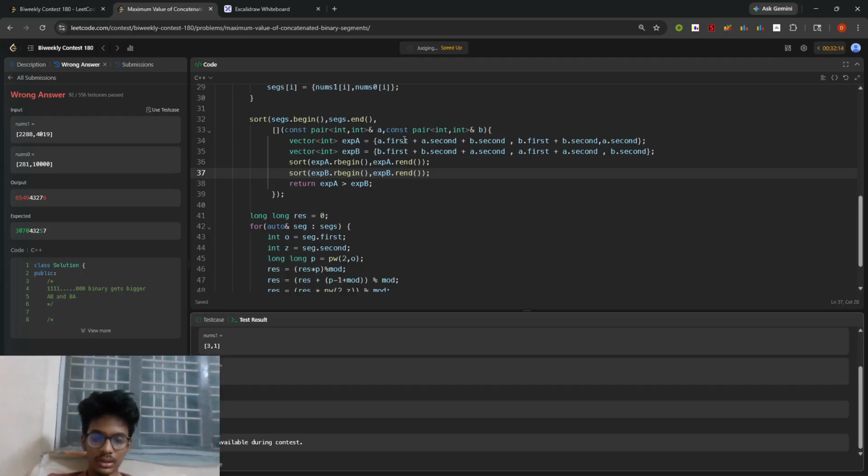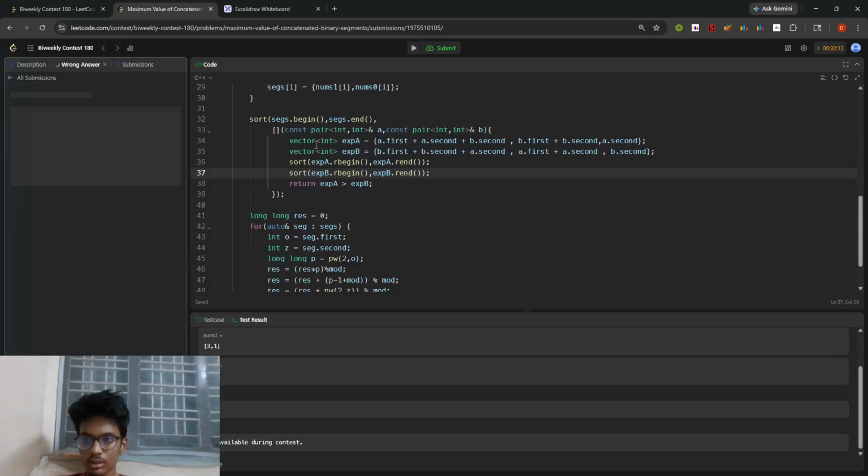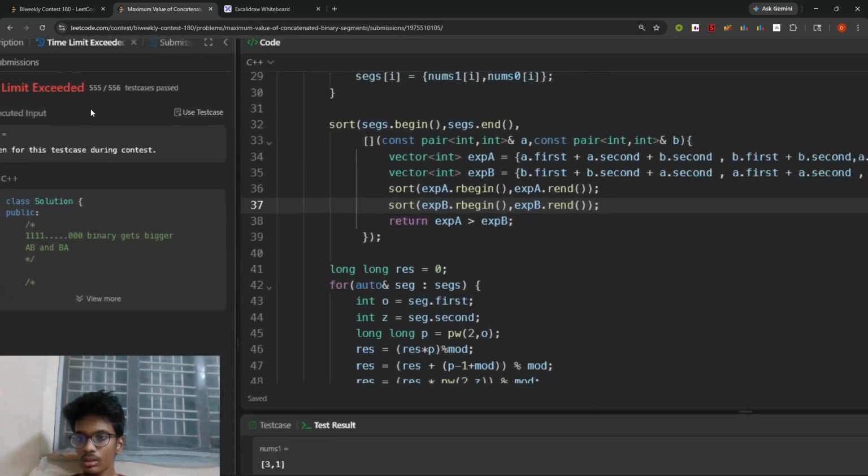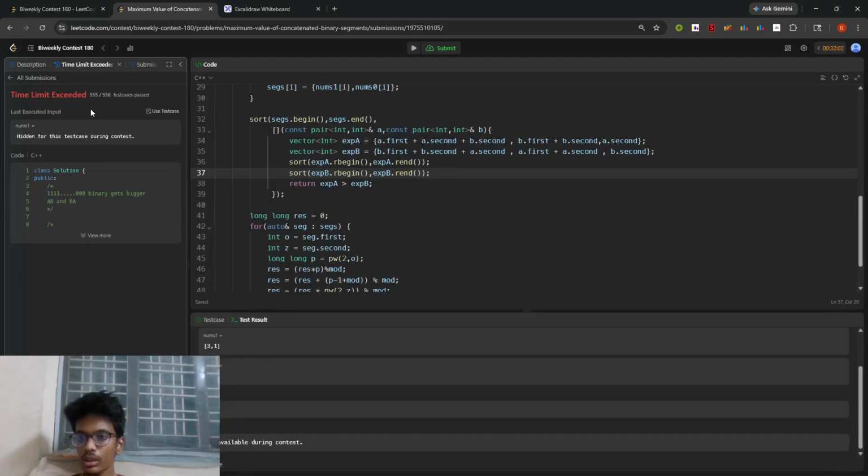This is just the powers represented in terms of data structure, and okay, time limit exceeded. Just one test case. Look at this. Just one test case to go. I feel like writing an if statement for this one test case. How can it fail for just one test case?